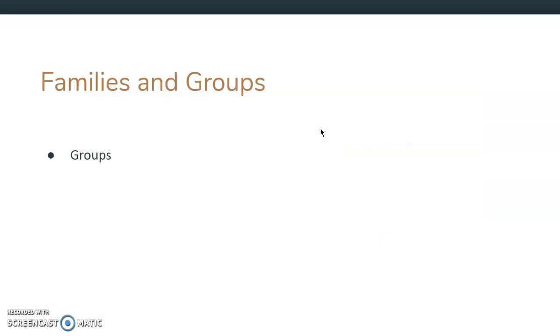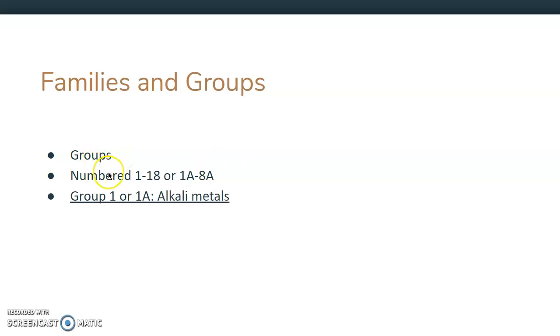So let's talk about families or groups. They're numbered 1 through 18, or 1A through 8A, like I just described. Our first one is called the alkali metals, and we're going to describe them a little bit more. So what are the characteristics? This is really important for us to know, how the characteristics are different for each one.